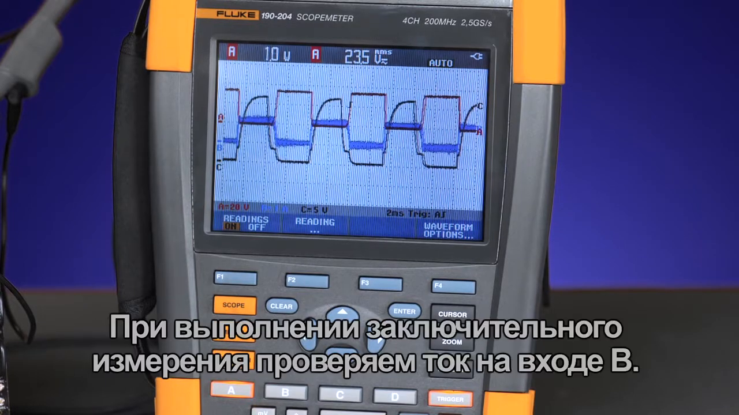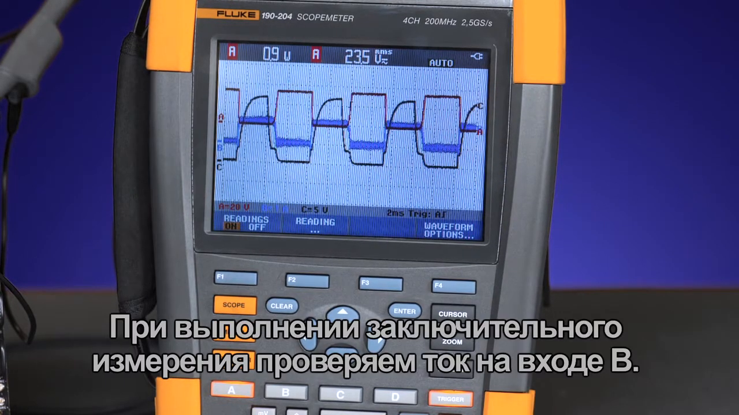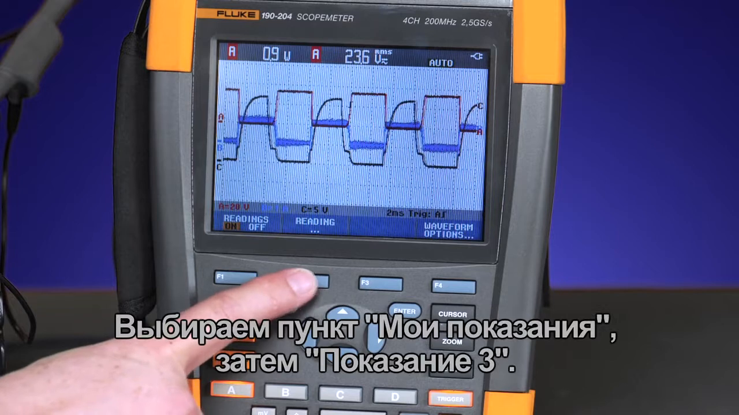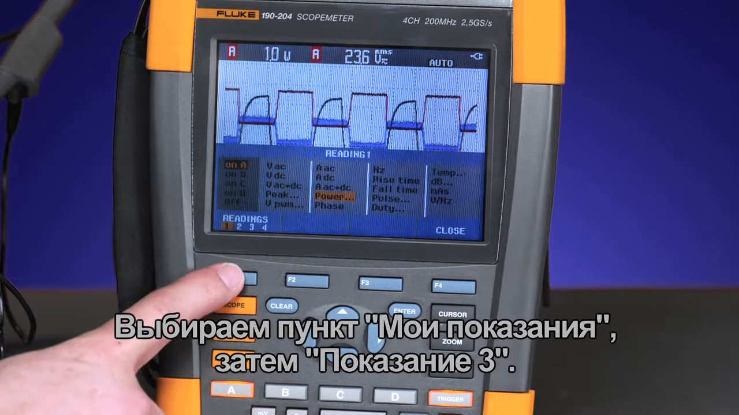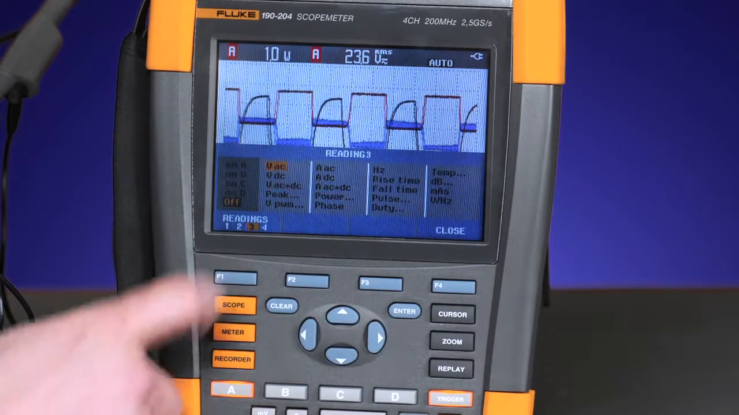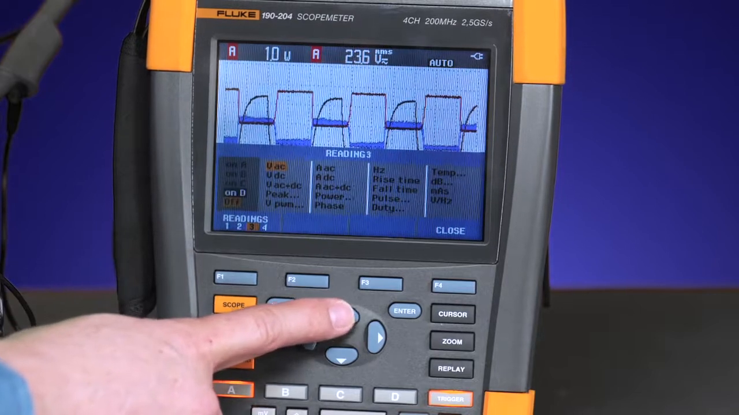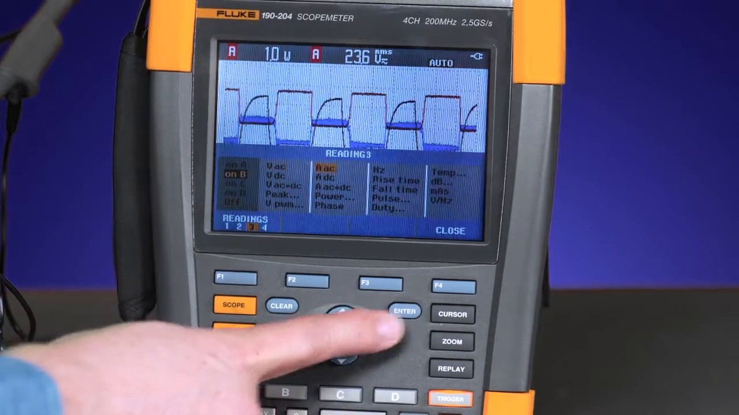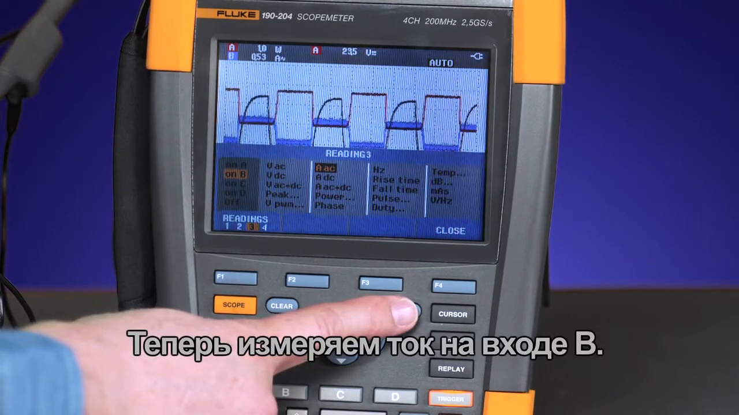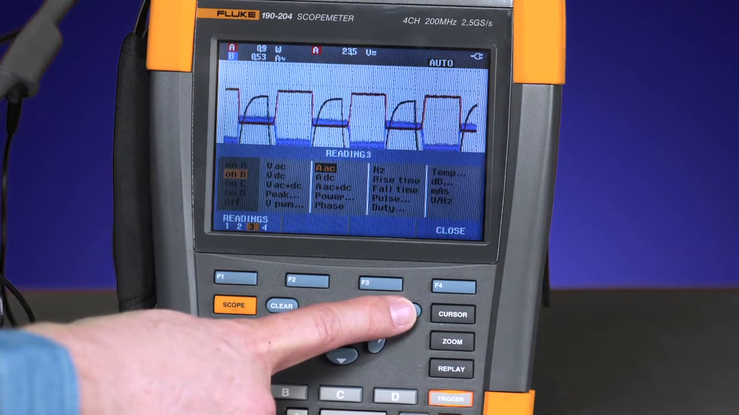For our final measurement, we're going to look at the current on input B. Once again, select My Reading, then Reading 3. Choose input B. Now we're set up to measure current on input B.